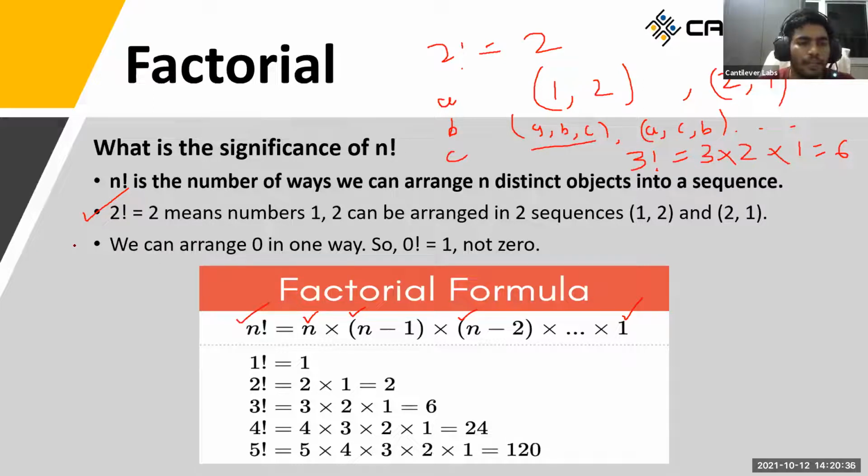So now looking at an exception, how can you arrange 0 objects? If you do not own anything or you do not have anything, there is only one way of arranging, that is the object does not exist. So 0 factorial is always equal to 1.